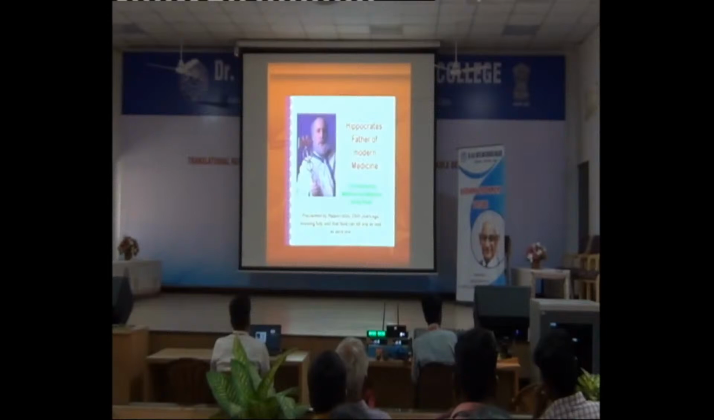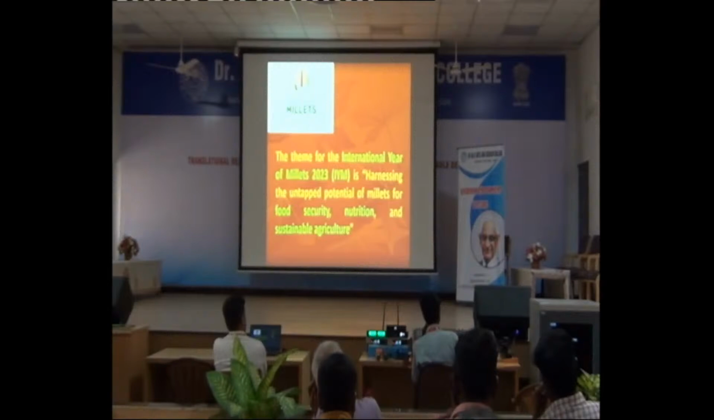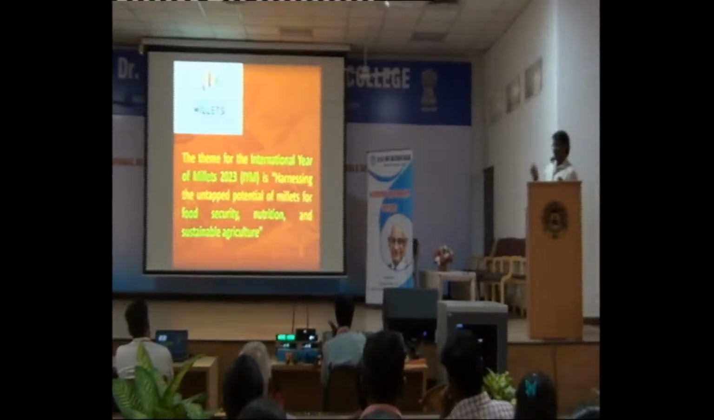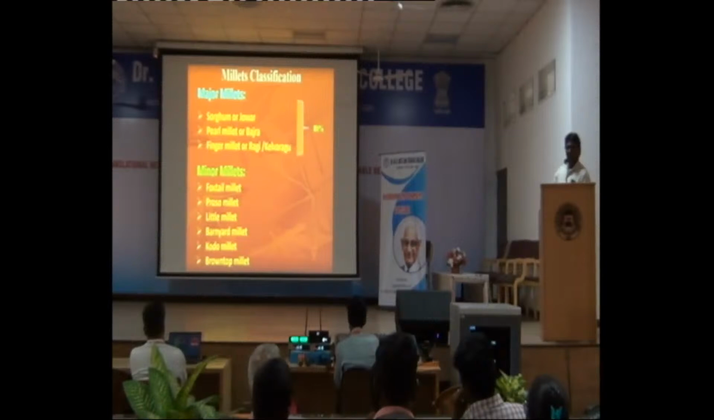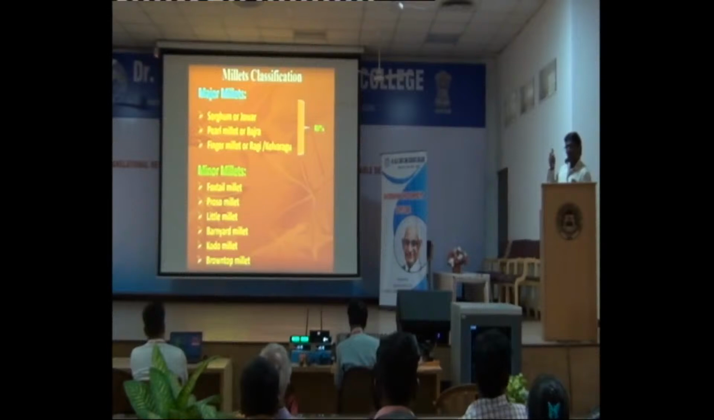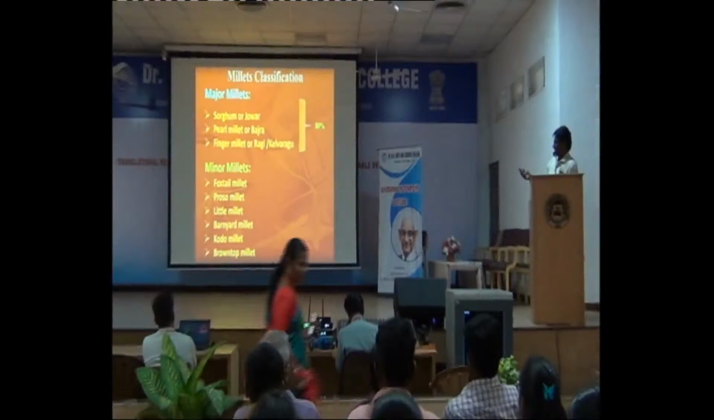Okay, just a few slides about the millets, because last year we celebrated the International Year of Millets. I guess the reasons were food security, nutrition, as well as sustainable agriculture. So what are the millets available? Millets are the poor man's food, and they give a lot of nutrients, vitamins, and minerals, equivalent to fruits and vegetables. They are called protective foods, we can say. Similarly, you can see these are the major millets, these are the minor millets. You can have pictures of these millets.